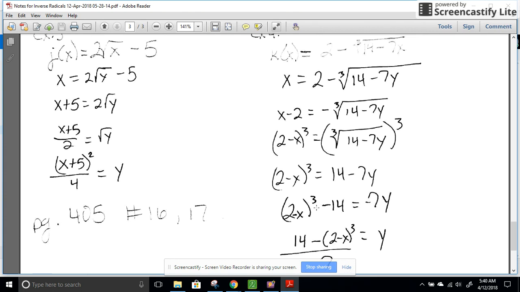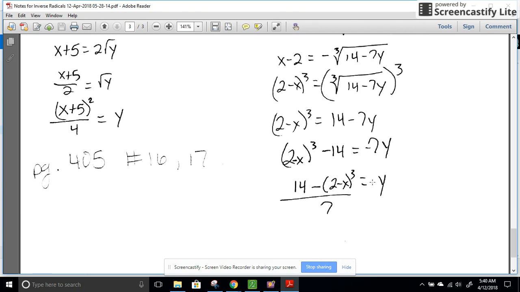Cube both sides, subtract 14. I did the same thing again. I divided both sides right here by a negative 7. If you divide by a negative 7, that means this 14 becomes positive, and this thing right here becomes negative, and then the 7 is no longer negative because I switched this. So just a little algebra that you need to be aware of.